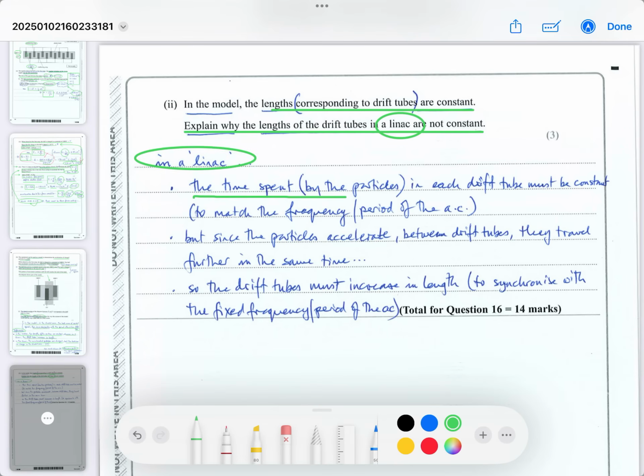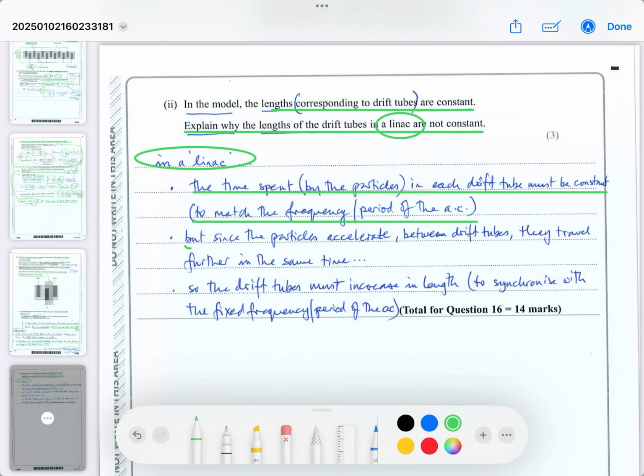The time spent by the particles in each drift tube must be constant. Why? Because it needs to match the period of the AC power supply. And as soon as it leaves a drift tube, you want the drift tube in front of it to attract the charged particle that's being accelerated. And if you don't get the time spent in the drift tube correct, then when it comes out, it will not be synchronized with the frequency of the AC electricity.